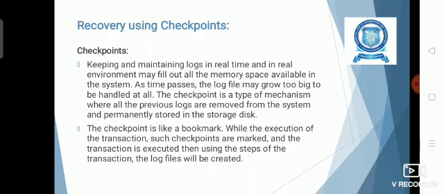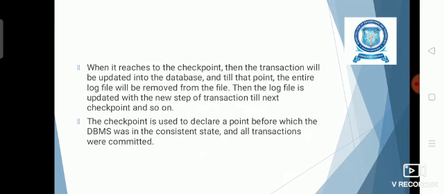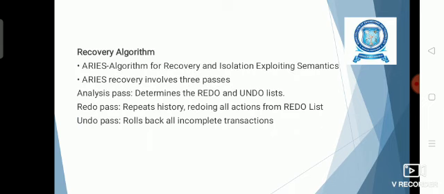While the transaction is executing, such checkpoints are marked, and using the steps of the transaction, the log files will be created. So when it reaches the checkpoint, the transaction will be updated into the database, and till that point, the entire log file will be removed. Then the log file is updated with the new steps of the transaction till the next checkpoint and so on. So the checkpoint is used to declare a point before which the DBMS was in a consistent state and all the transactions were committed.